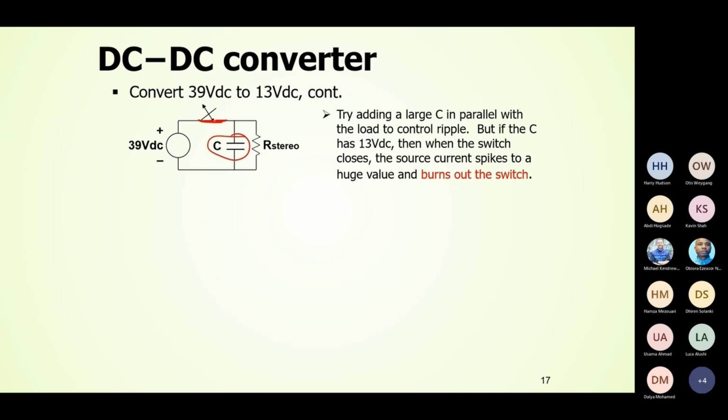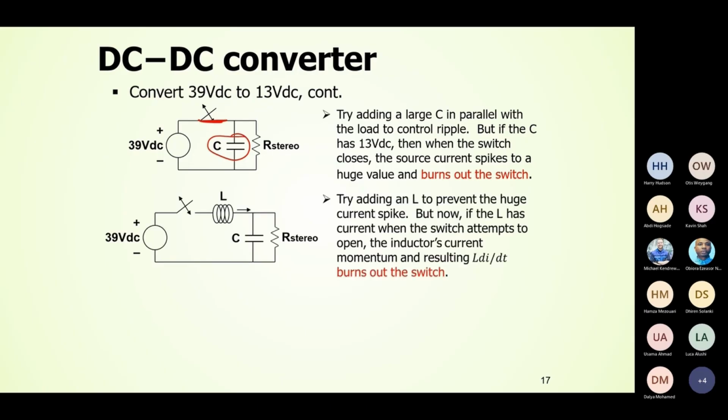Why will huge current flow? Because when the switch is closed, this branch is parallel to this branch, and in parallel the voltage remains constant. Since this voltage is not 39 volt, there will be a huge current flow to make sure that the capacitor voltage is also 39 volt, and this huge current flow will burn your switch. Now try adding an inductor to prevent the huge current spike.